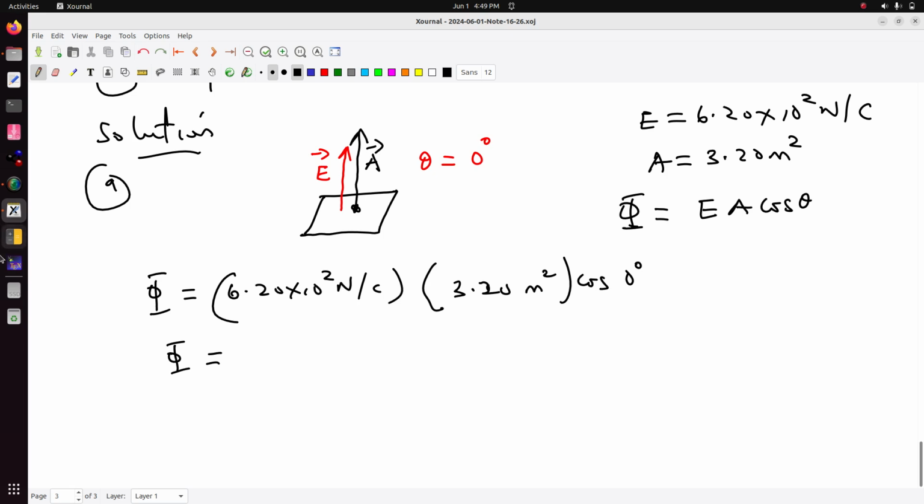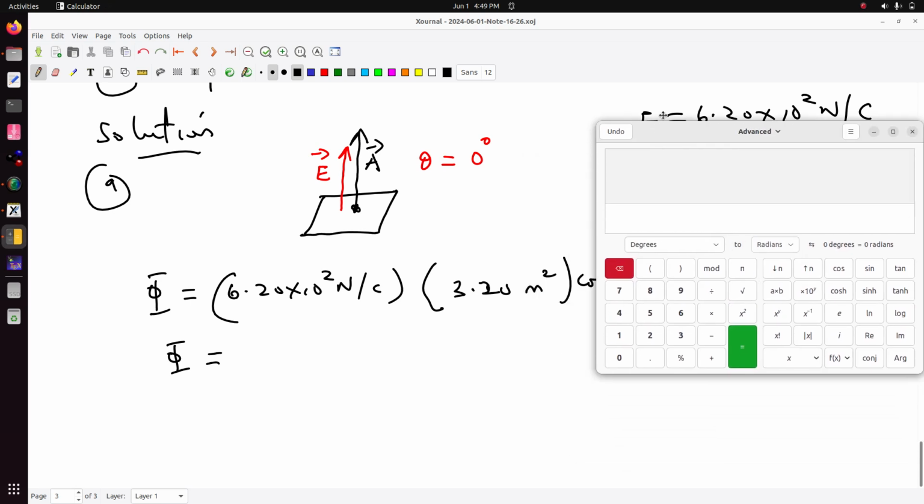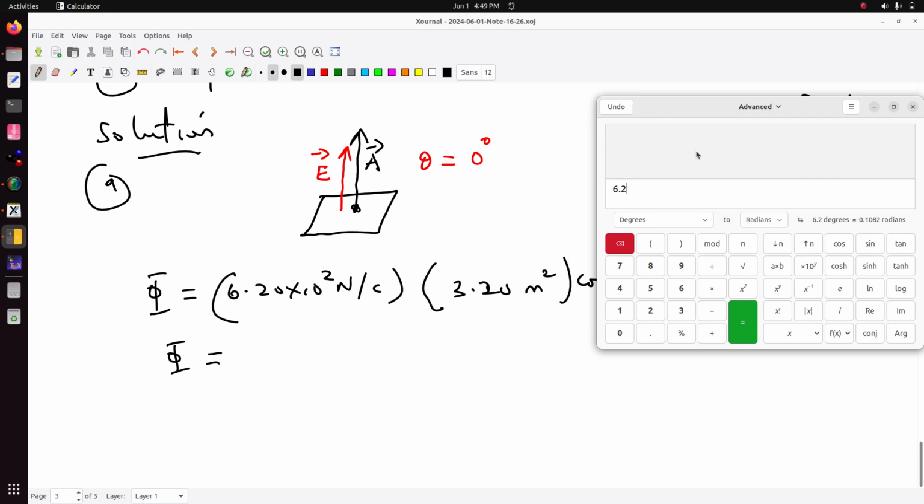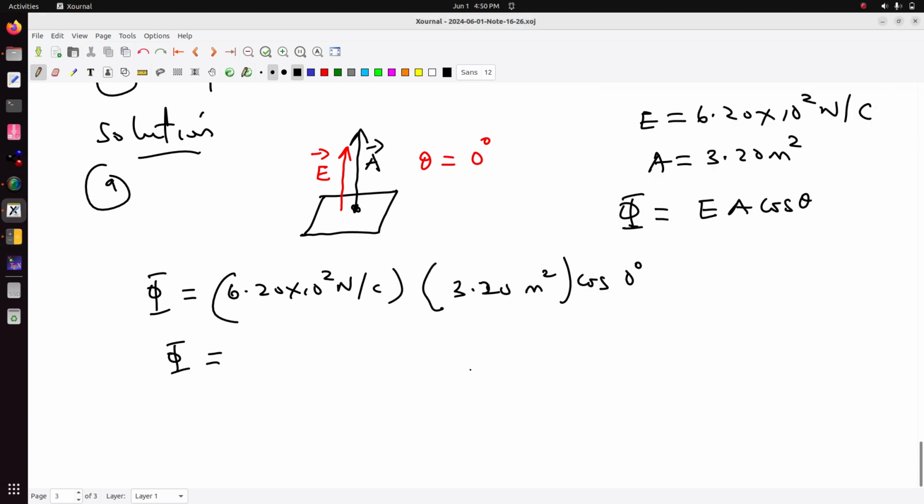Okay, so if you take your calculator and do this simple arithmetic, you have 6.2 times 10², that is 620, multiplied by 3.2, multiplied by cos 0. Cos 0 is 1. So we have 1984. So this is 1984, and the unit will be newton meter squared per coulomb. So this is the first case.